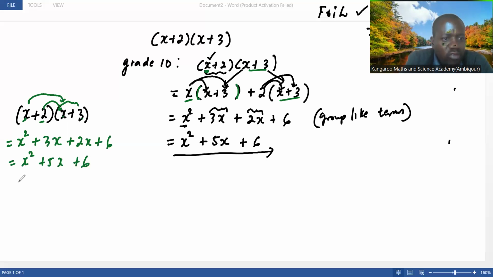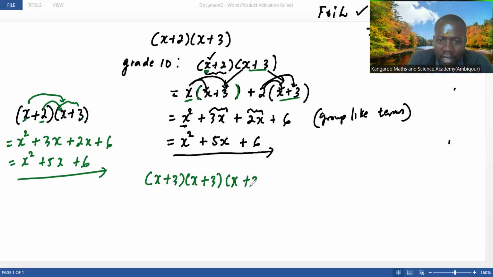But you find a learner struggling with this, and it becomes a challenge, especially when it comes to this. Imagine if you have x plus 3, x plus 3, and x plus 3.